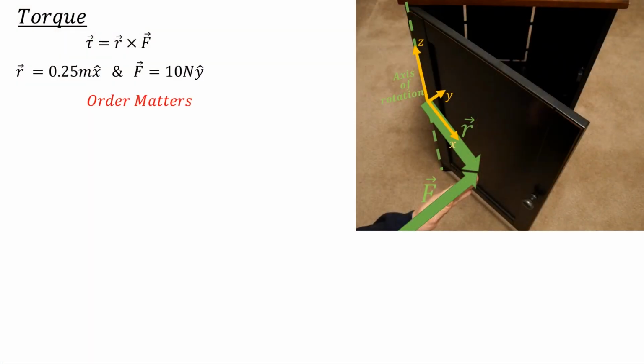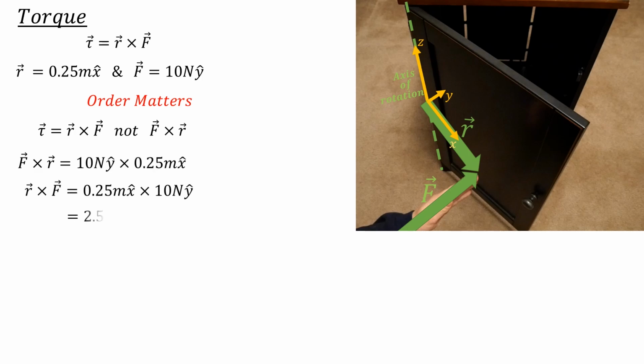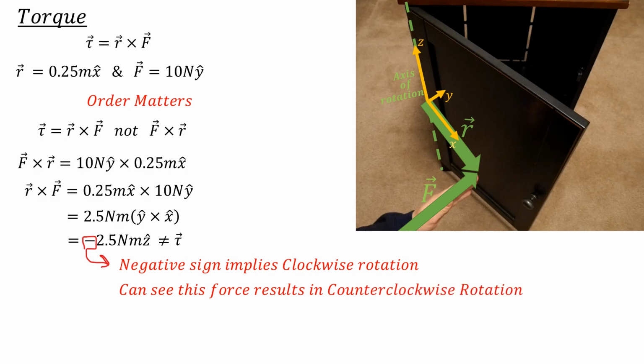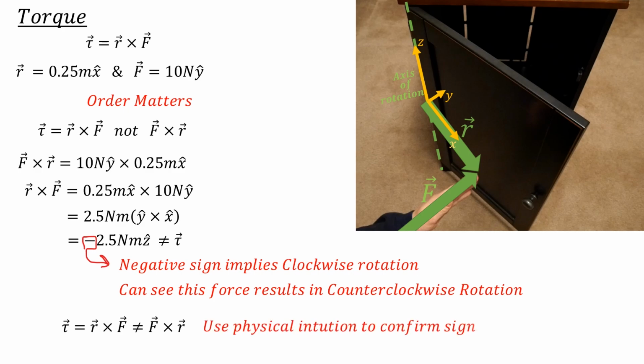Remember, the order of cross product matters. Torque is defined as radius cross force, not force cross radius. If we did force cross radius, that would result in the opposite sign of the torque, negative 2.5 newton meters z hat, which, with our sign convention, means clockwise rotation about the z-axis. We can see the opposite is happening in this case. So remember, be careful with the order you cross vectors. Torque equals radius cross force, not force cross radius. If you forget, use your physical intuition to reason which way the door should rotate to determine the sign.